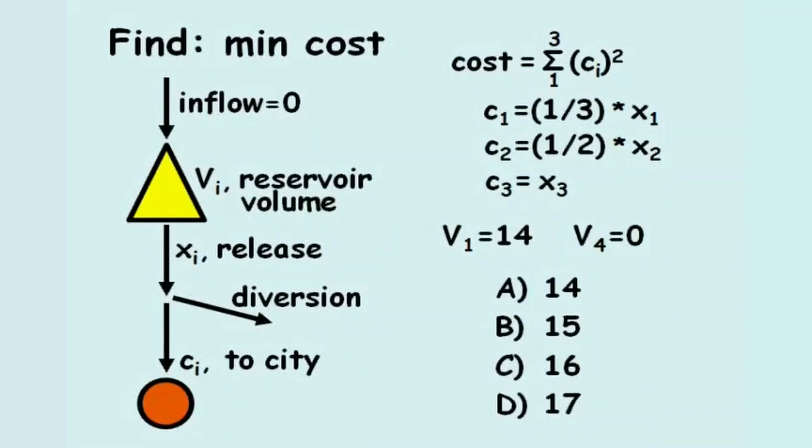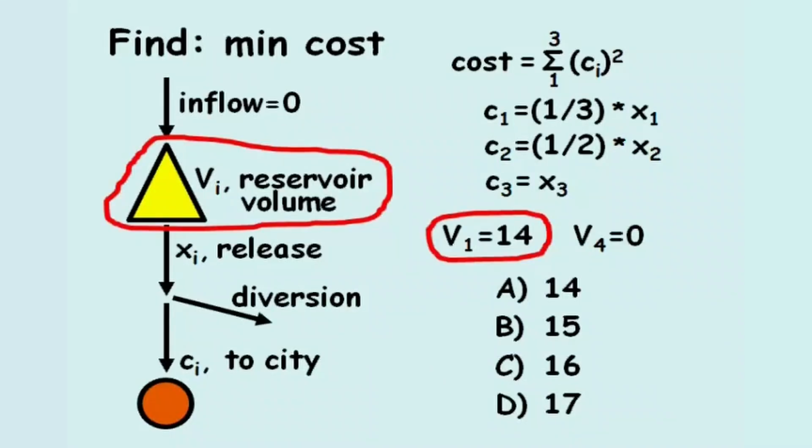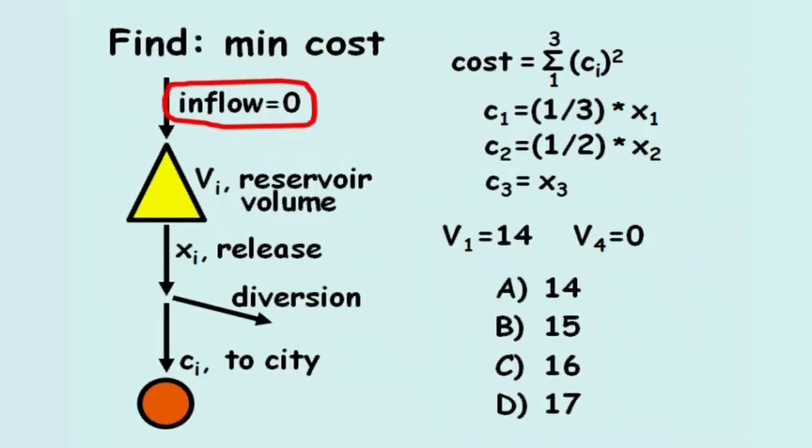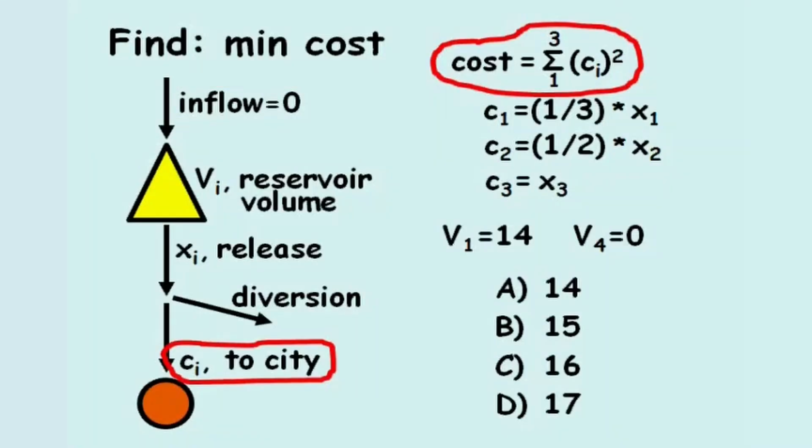Find the minimum cost. In this problem, a reservoir begins with 14 units of water at the beginning of the first time period and ends with 0 units of water at the end of the third time period. There is no inflow into the reservoir.